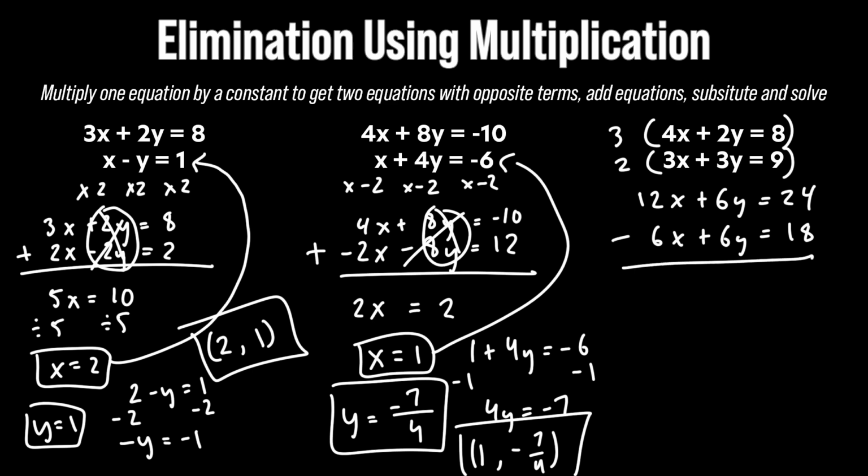So let's do that. We're going to get 6x. The 6y's are going to cancel out, and we're going to get 24 minus 18, which is 6. So x is equal to 1 again.